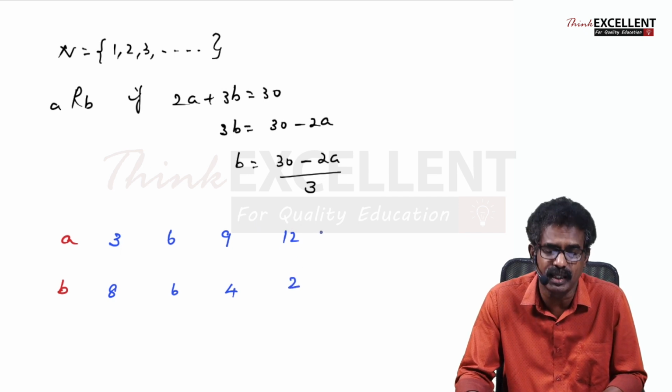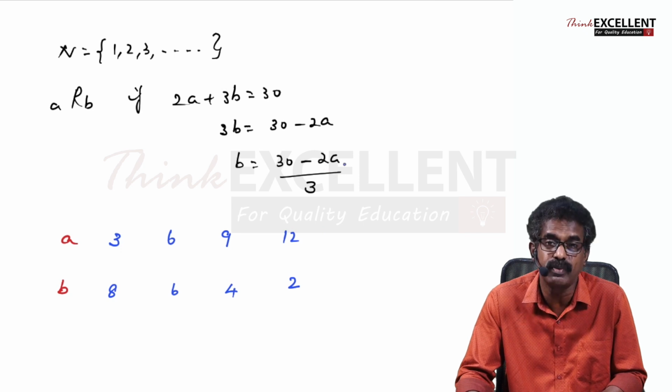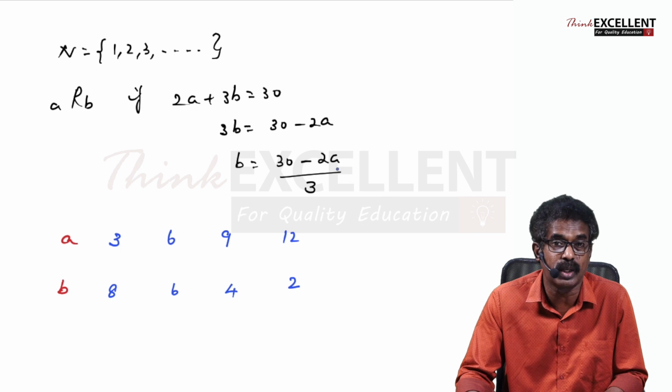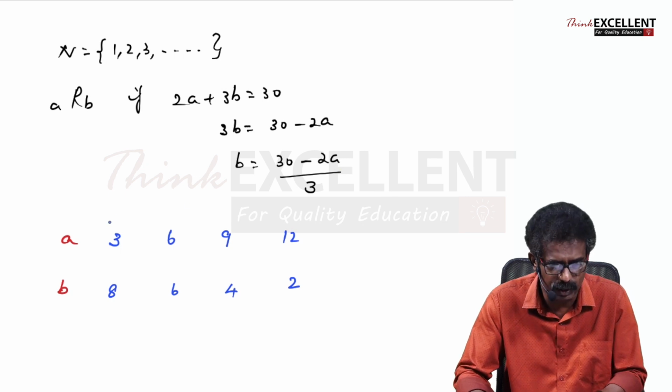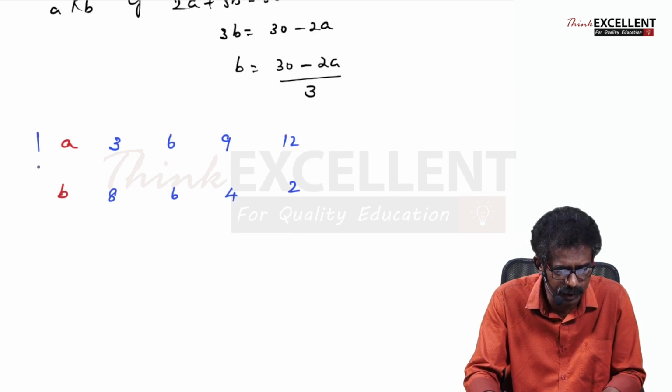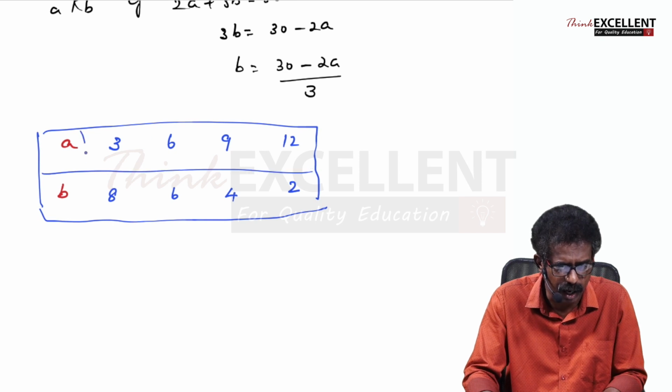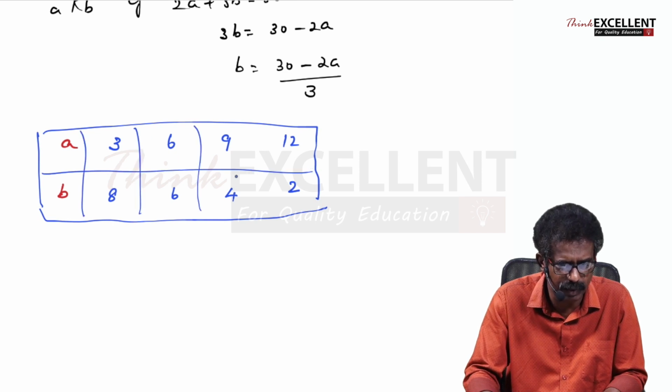Next you give 15. If I give 15, 2 into 15 is 30. 30 minus 30, 0. 0 by a number is 0. But you can't take that. 0 is not a natural number, right? So these are the values you can take. So this is the table you are getting. So now you can say the relation, right? You can write it as a set of ordered pairs. Okay, so all the possible values you got.